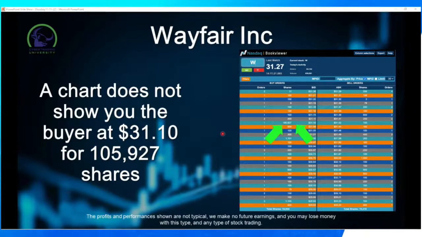And when you look over here on the Nasdaq BookViewer, the goal is, okay, where are the other buyers? Because I'm just out in the open. What is everybody else doing? Right there, Jill, you could see that there is somebody looking to buy 105,000 shares at $31.10. Now, when you look over there, listen, there's buyers at all different prices. 11 shares, 100 shares.